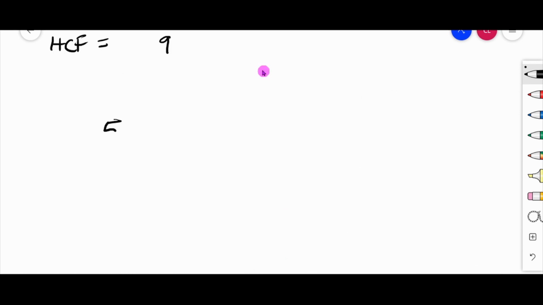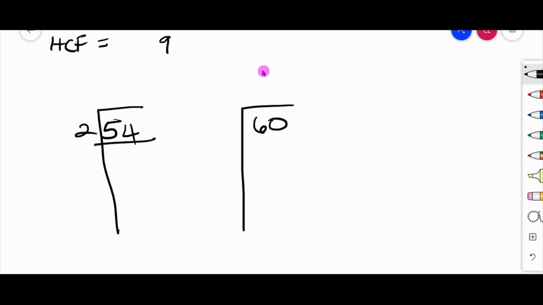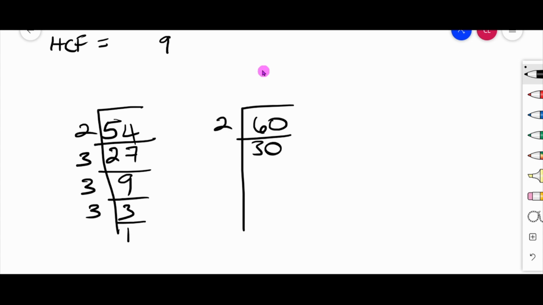Next pair of numbers would be 54 and 60. Both of these are even, so we can start off with 2. 2 into 54 goes 27 times. Okay, 2 can't go into 27. We go to 3. 3 into 27, 9. 3 into 9, 3 times. 3 into 3, 1. Let's go with 2 into 60. This would be 30. 2 into 30 would go 15 times. 3 into 15 would go 5 times.